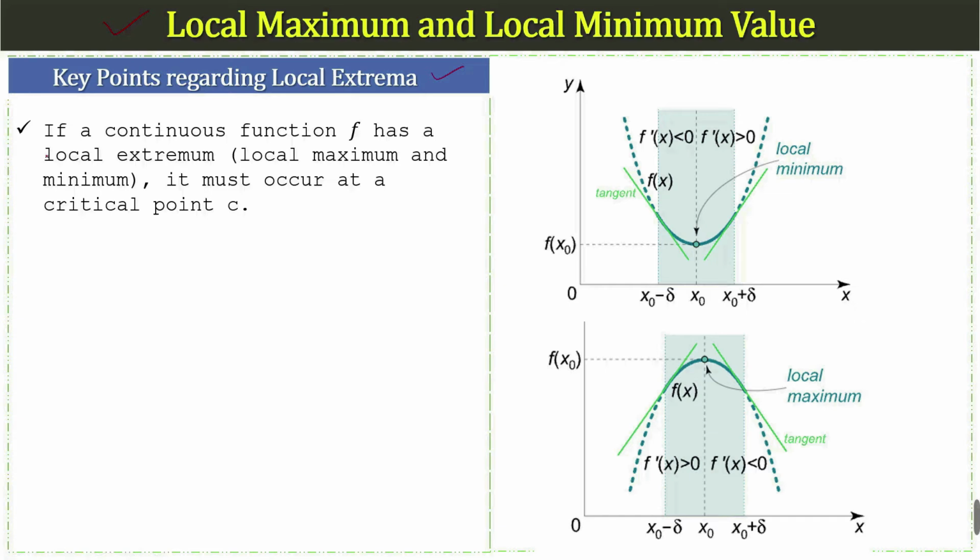First, if a continuous function f has local extrema, that means local maximum and local minimum, it must occur at a critical point. Okay, let's suppose we have a continuous function, and the function has a local maximum and local minimum value. So these local maximum and minimum values will occur at the critical point of the function.